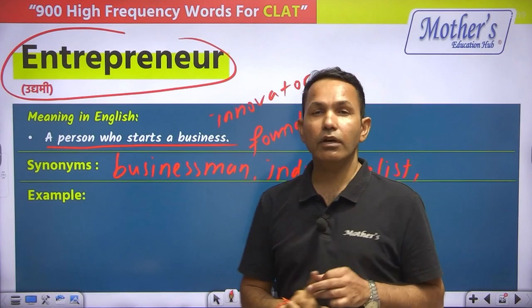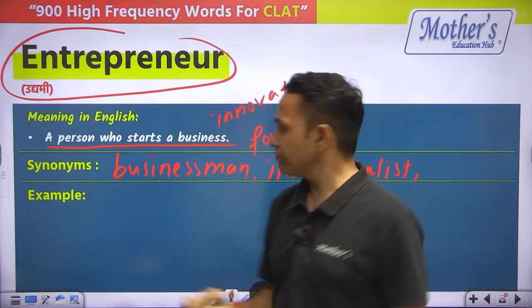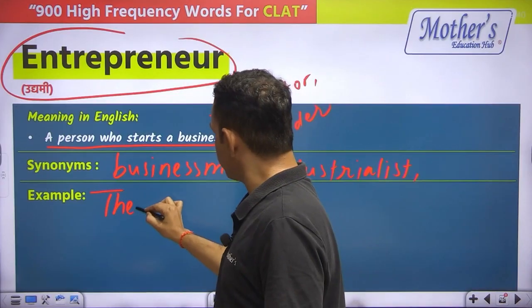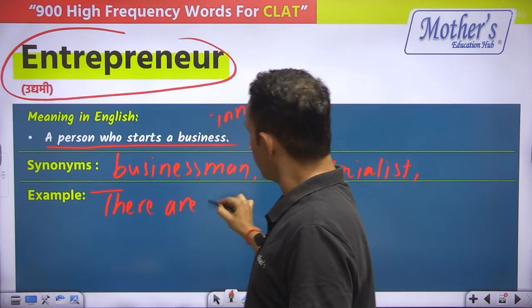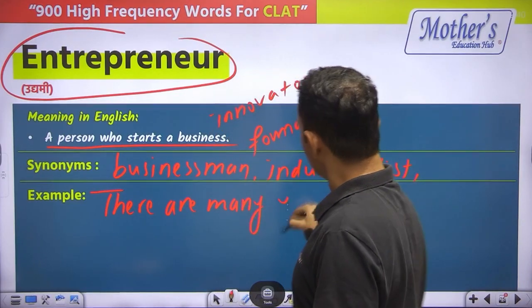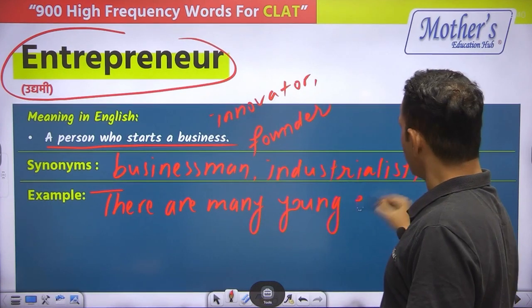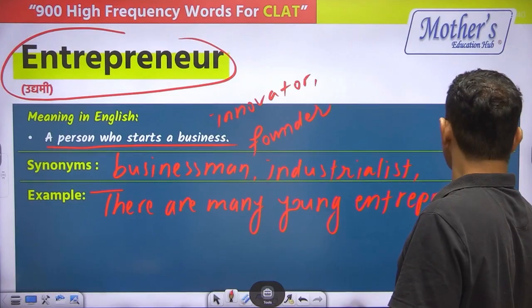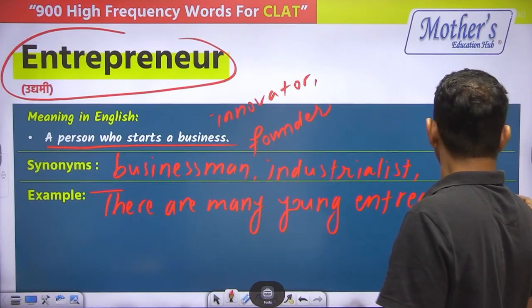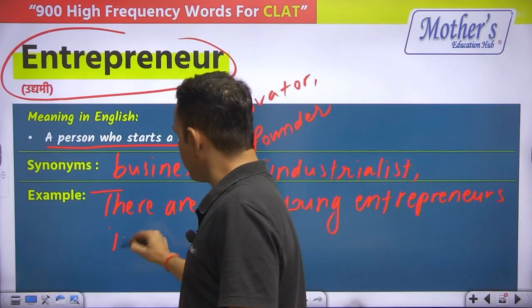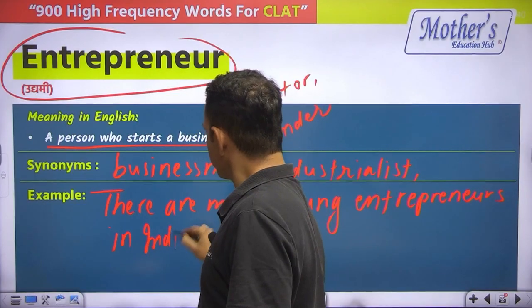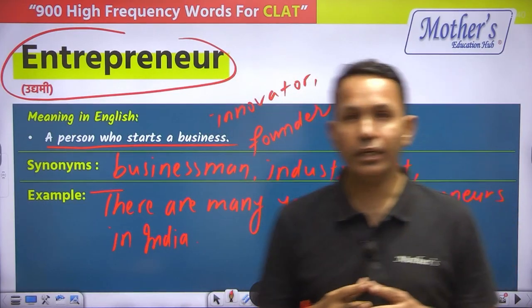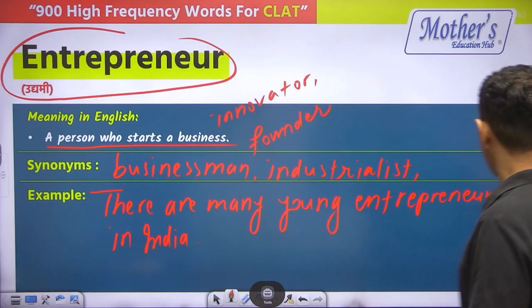There are many young entrepreneurs in India. We can use this entrepreneur in a sentence like this. There are many young entrepreneurs in India. Can you name a few? Let's move on to the next word.